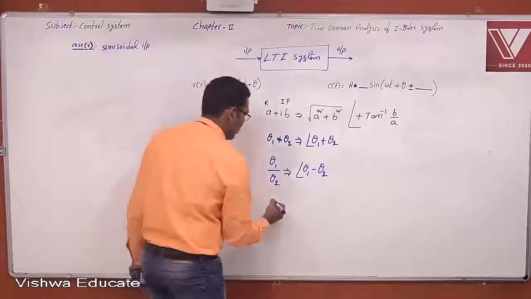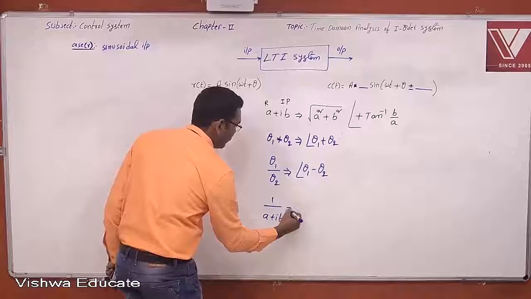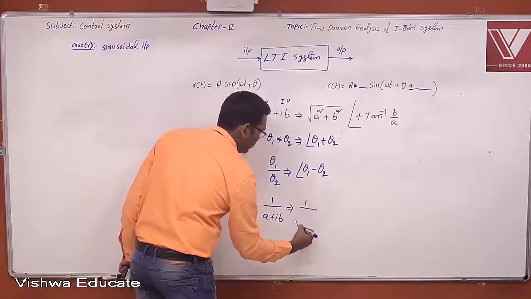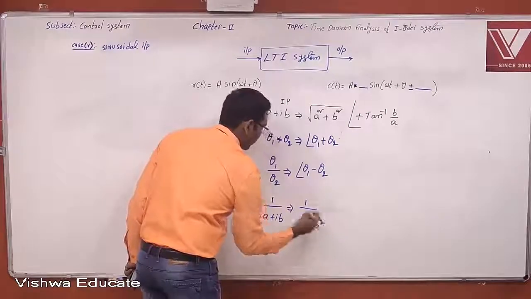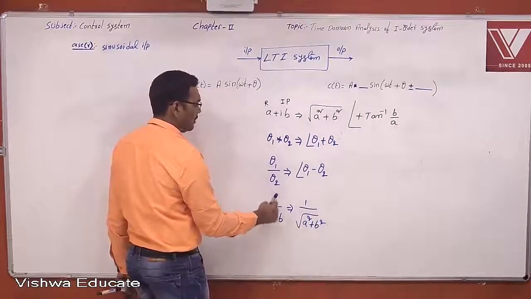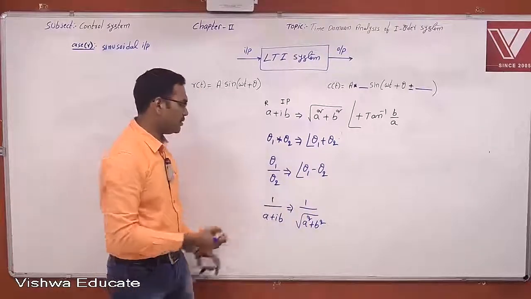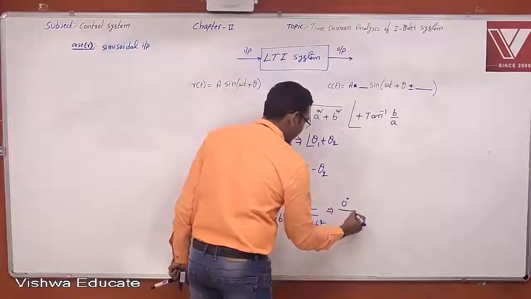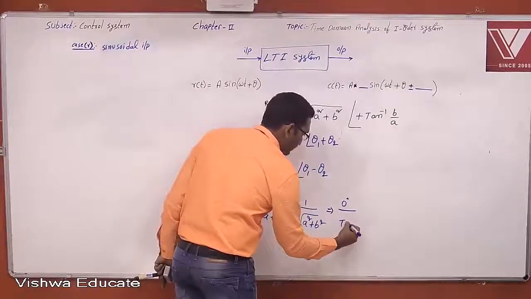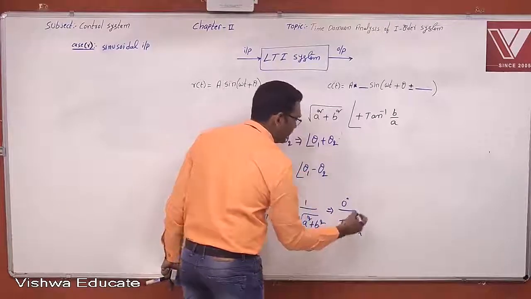Okay. Let us take one small example: 1 by A plus iB. Therefore, the magnitude is 1 divided by the square root of A square plus B square. Now a positive constant's angle is always 0: tan inverse of the imaginary part 0 by 1, which means tan inverse 0, so the numerator is 0 degrees. The denominator is tan inverse B by A. Theta 1 divided by theta 2.